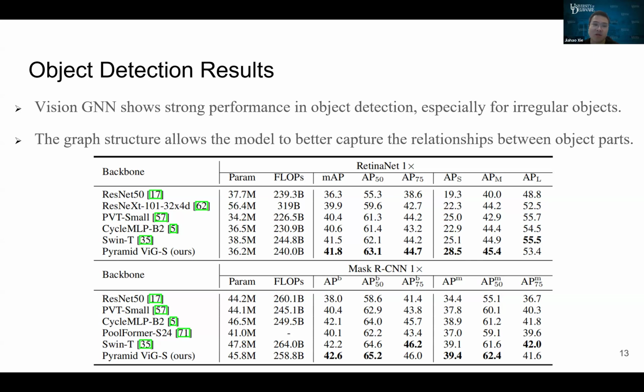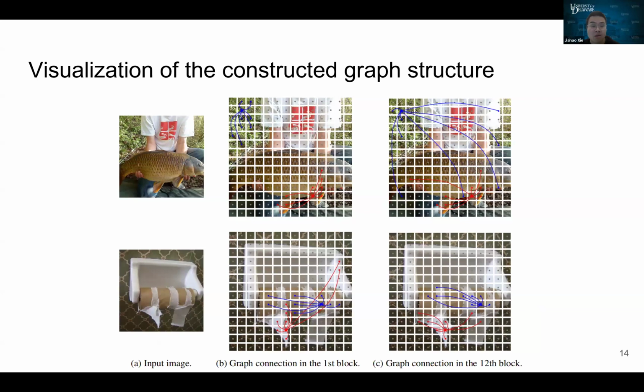The superior results in this table demonstrate the generalization ability of Vision GNN architecture. This figure shows the graphs of two samples in different depths.